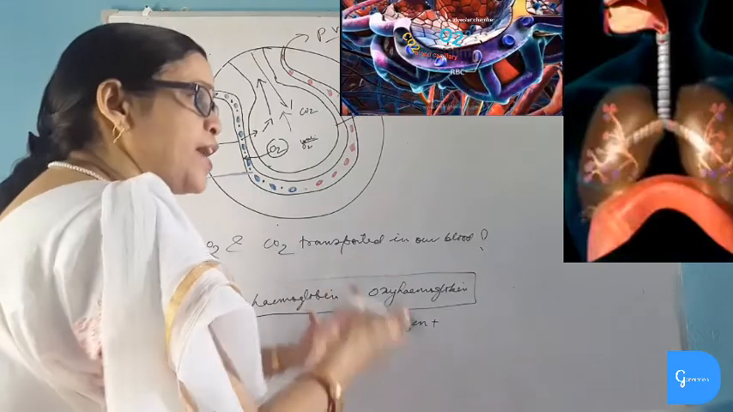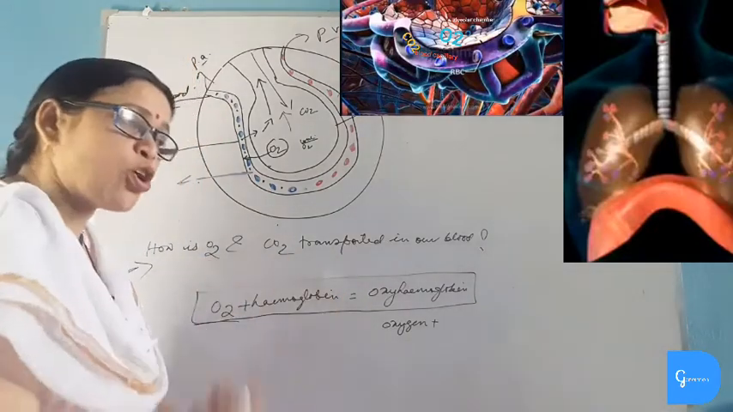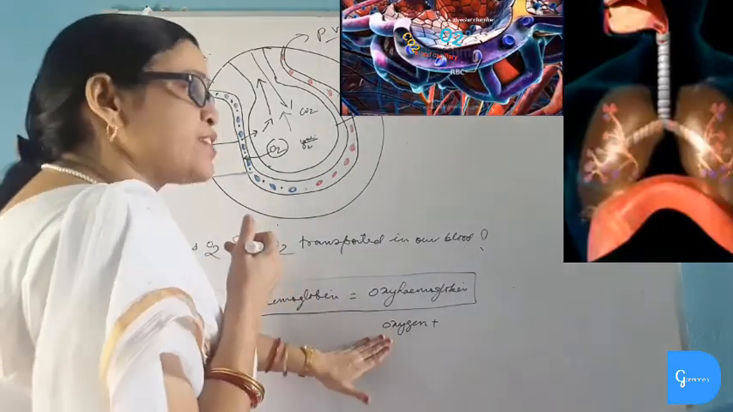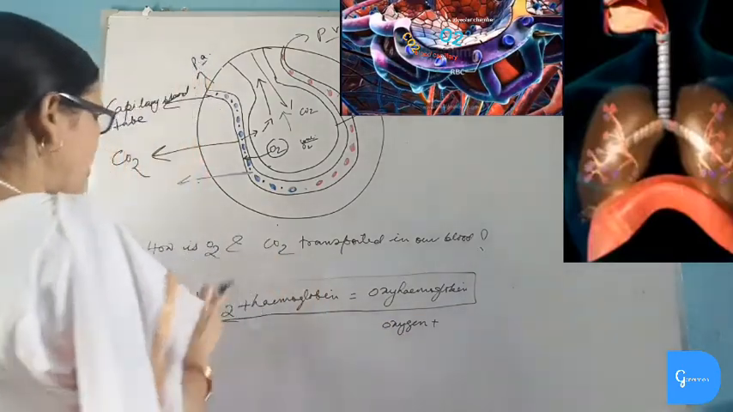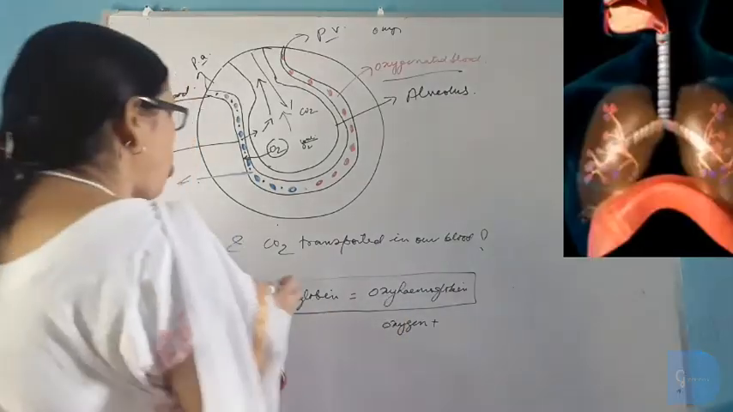thus oxygen enters into each and every cell of the body, and this oxygen helps the cells in the process of oxidation to release energy. So we can say that oxygen is transported in the form of oxyhemoglobin.